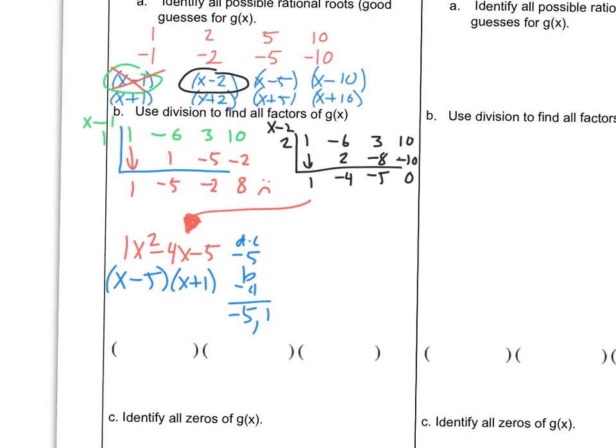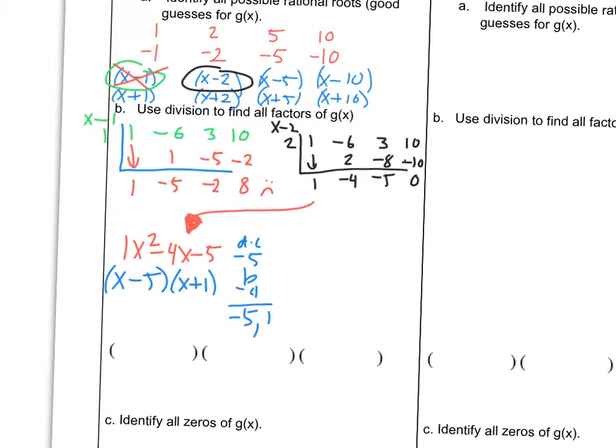Okay, looking at what we've got inside of our parentheses, the first one I'm going to put is going to be x minus 2. That's why I divided by. The next one I'm going to put is going to be x minus 5. And the last one is going to be x plus 1.